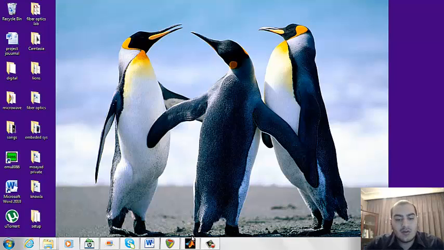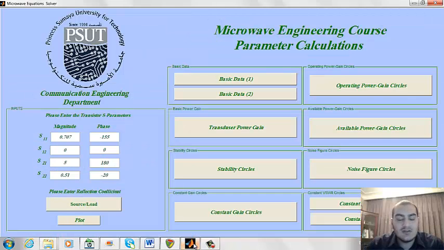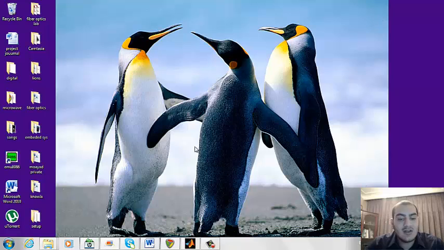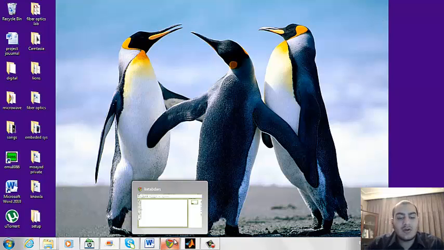First, I want to get you acquainted with these two softwares. The first software is the microwave MATLAB software. This software, as we can see, can calculate the transducer power gain, stability circles, constant gain circles, operating power gain circles, available power gain circles, noise figure circles, constant VSWR calculation, and constant VSWR circles as well. This process can be done by entering the values of the S parameters. As we see here, please enter the transistor S parameters, magnitude and phase for each S parameter. This process will be much more understandable when we start solving our example.